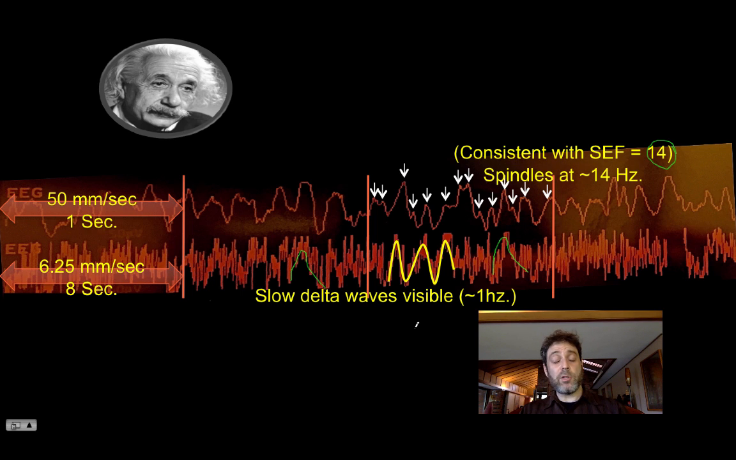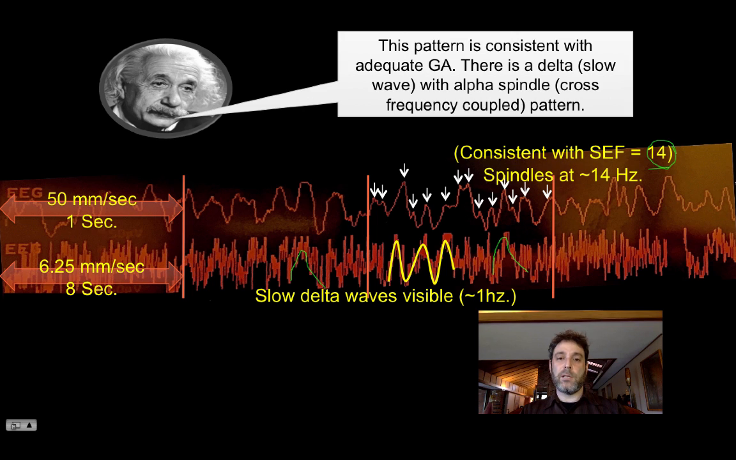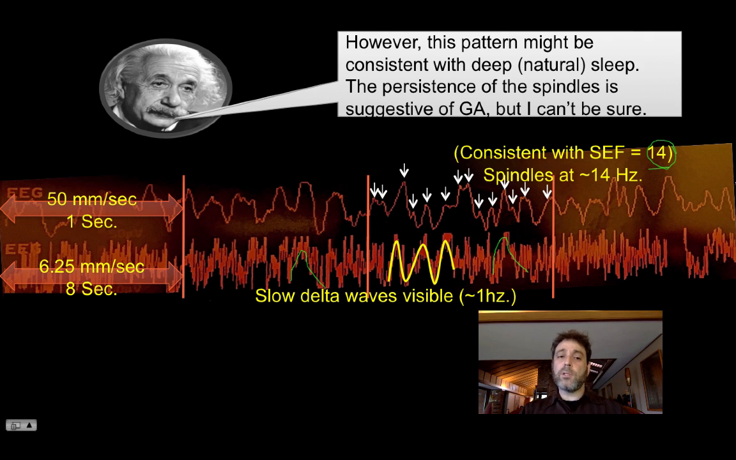Depending on other information, this could be adequate general anesthesia, or it could be slightly on the low side with the spindles at about 14 hertz. So I think we would need more information to make a determination. So consistent with adequate general anesthesia, but more information would be helpful. And then also to mention, as I said previously, is that given that these are sigma spindles, although they are persistent, the delta waves are a bit erratic, so again, more consistent with general anesthesia.